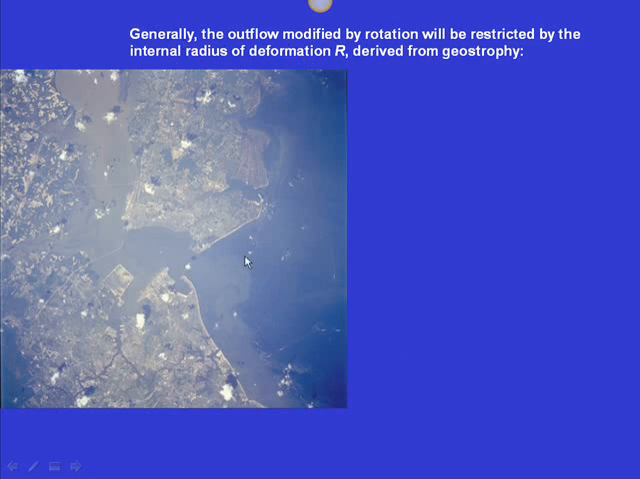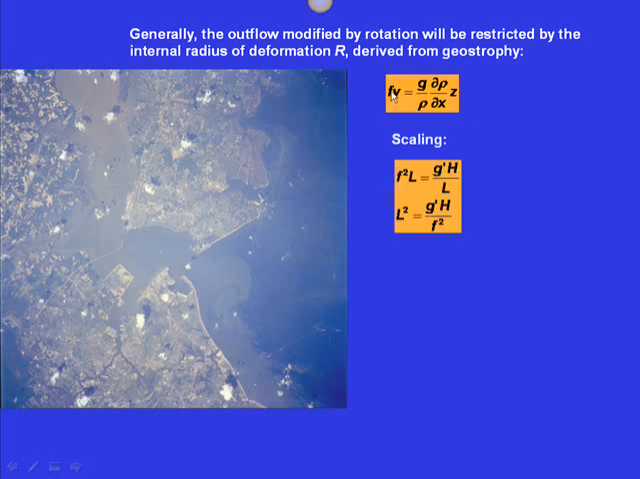So the outflow modified by rotation will be restricted by the internal radius of deformation. And you can derive it from geostrophy. If you simplify the geostrophic balance with this relationship, if you scale it, the velocity can be scaled as a length scale divided by a time scale, and the time scale is 1/f, so it's L times f. The velocity can be scaled as L times f, that's why you have f squared L.